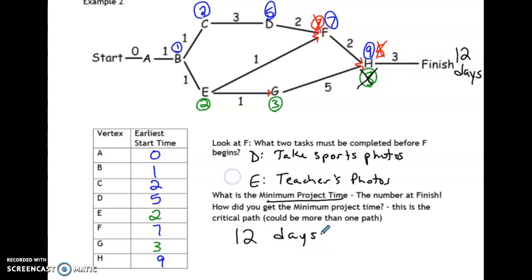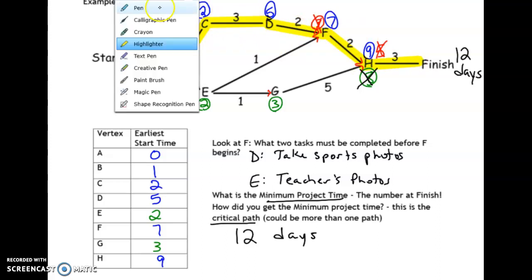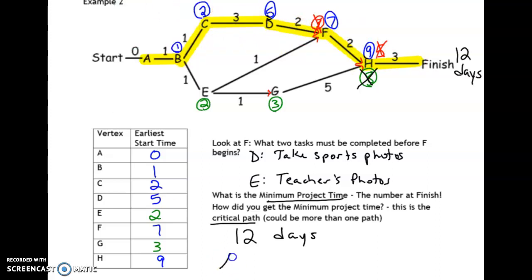And then finally, what is the critical path? So the critical path, I'm going to kind of go over this with a highlighter. Again, you want to pick those highest numbers. So it's going to be A to B, and then we've got B to C, C to E. That blue number path is going to be the one that was the highest. So if I write that out, it's going to be A, B, C, D, F, H, and then to your finish line.